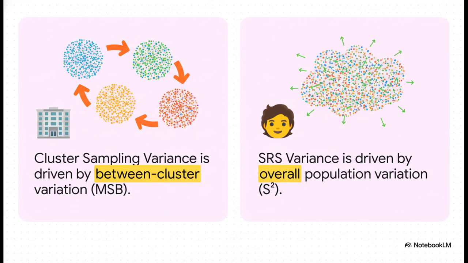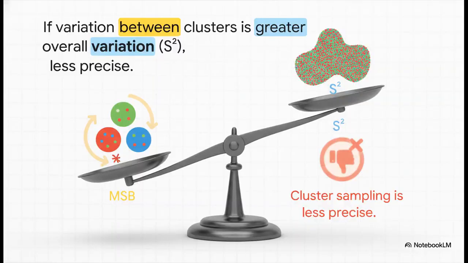And on the right, you've got simple random sampling, where the variance is just driven by S squared, the good old overall variation among every single person. The whole question of efficiency just comes down to which of these two is bigger. So it all boils down to this one simple comparison.